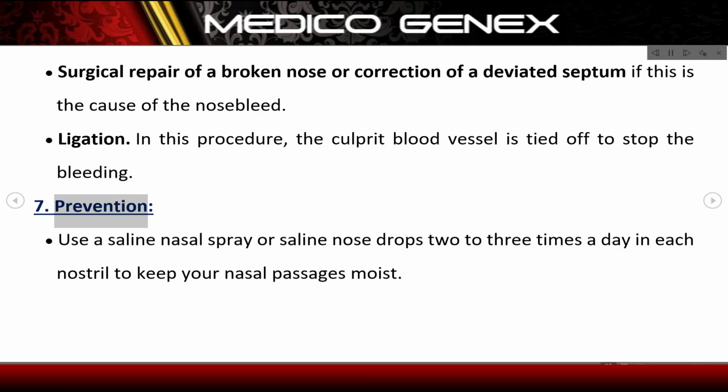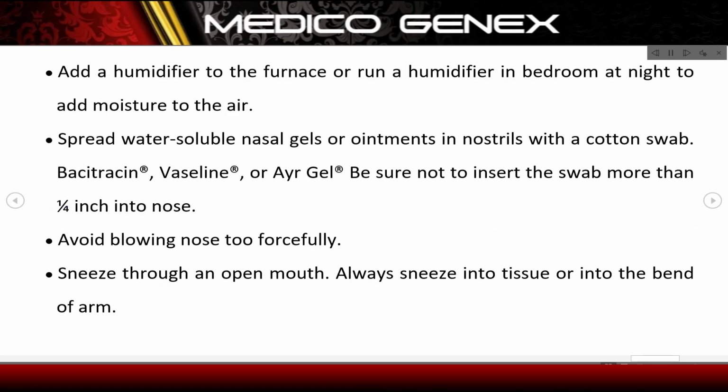7. Prevention. Use a saline nasal spray or saline nose drops 2 to 3 times a day in each nostril to keep your nasal passages moist. Add a humidifier to the furnace or run a humidifier in the bedroom at night to add moisture to the air. Spread water-soluble nasal gels or ointments in the nostrils with a cotton swab. Bacitracin, Vaseline, or Ayr gel. Be sure not to insert the swab more than a quarter inch into the nose.